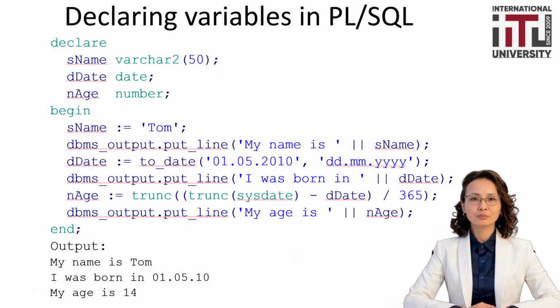In PostgreSQL, we declare variables using the declare keyword. Here, sname is a varchar, date is a date, and nage is a number.